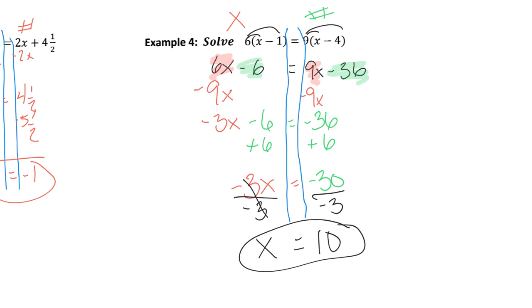Okay. All right, so you should have gotten your x's on one side, your numbers on the other side, and when you did that, you should have gotten a positive 10. So just be really careful, look at my work, see where you might have gone wrong.